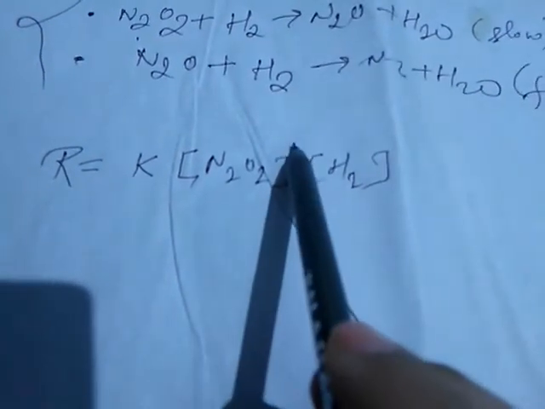So let's write the rate law using the slow step. R is equal to K, the concentration of reactants N2O2 and H2 raised to some power. This is the rate law which I have written using the slow step.